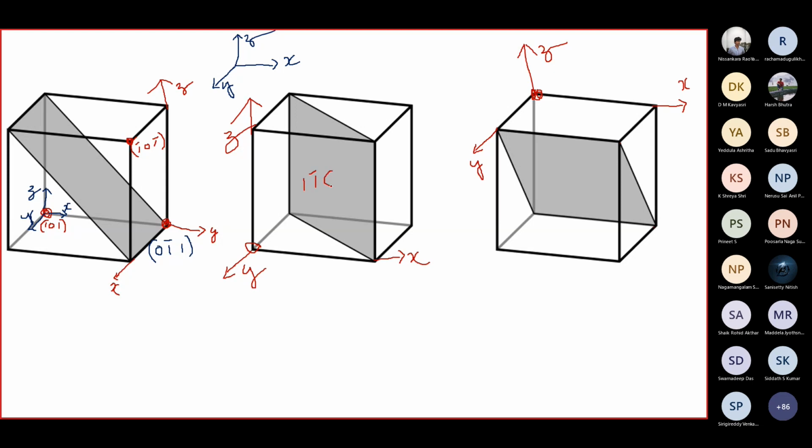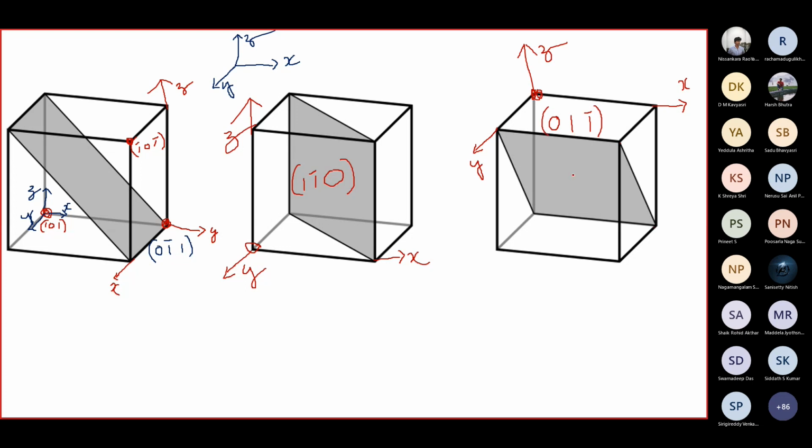Others, do you understand? Come on, for this one now. 0 1 1 bar. Does it intersect the x-axis? No, sir, it is parallel to the x-axis. It intersects the y-axis at 1 and the z-axis at -1. Therefore, it is 0 1 1 bar. Very good.